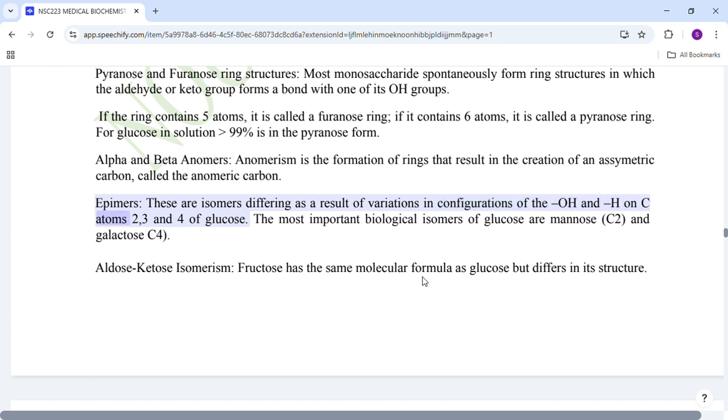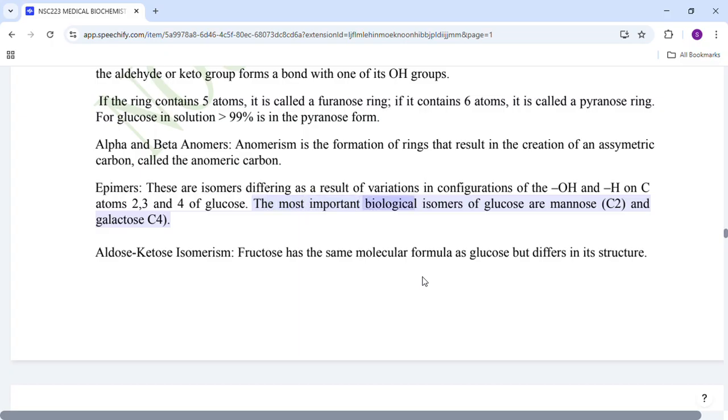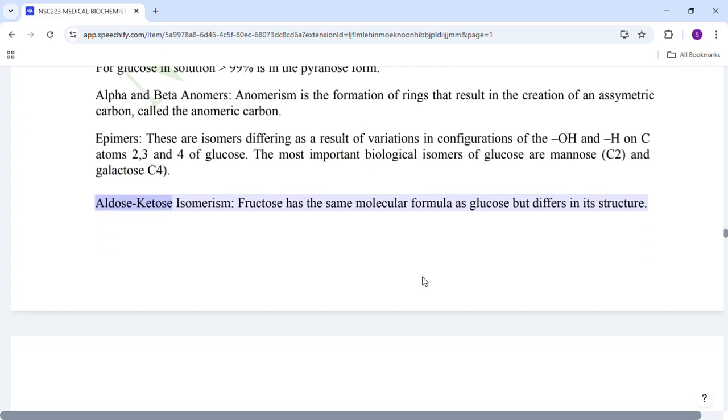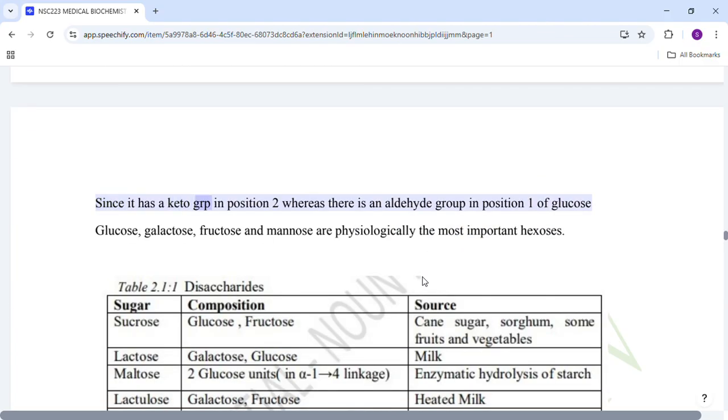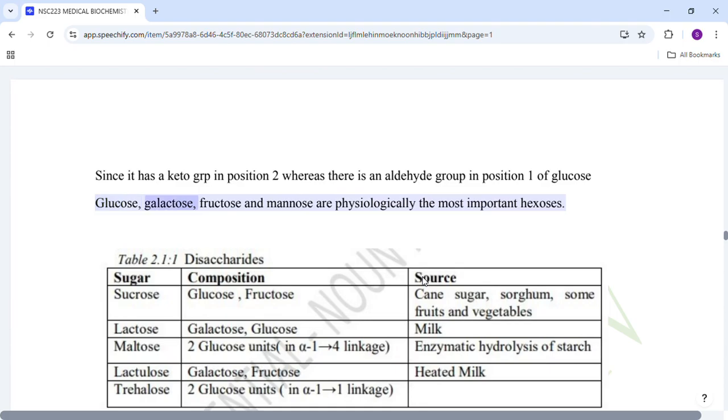Epimers are isomers differing as a result of variations in configurations of the OH and H on C atoms 2, 3 and 4 of glucose. The most important biological isomers of glucose are mannose, C2, and galactose, C4. Aldose-ketose isomerism: fructose has the same molecular formula as glucose but differs in its structure, since it has a keto group in position 2 whereas there is an aldehyde group in position 1 of glucose. Glucose, galactose, fructose, and mannose are physiologically the most important hexoses.